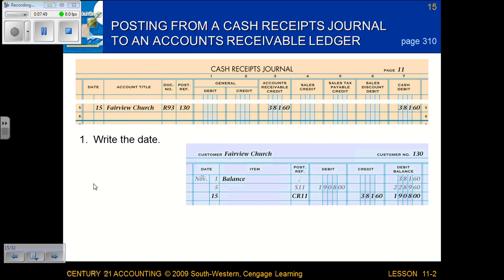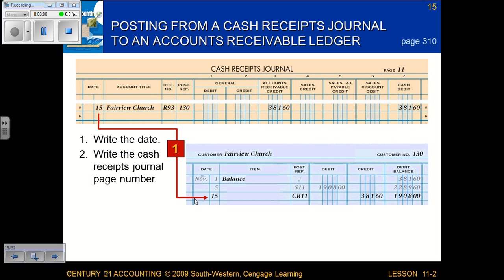Find their ledger. We're going to write the date, which is the 15th. Come down here. We don't have to write November because November has already been written. Second step, where did the information come from? It came from the cash receipts journal, page 11, so it is CR 11.